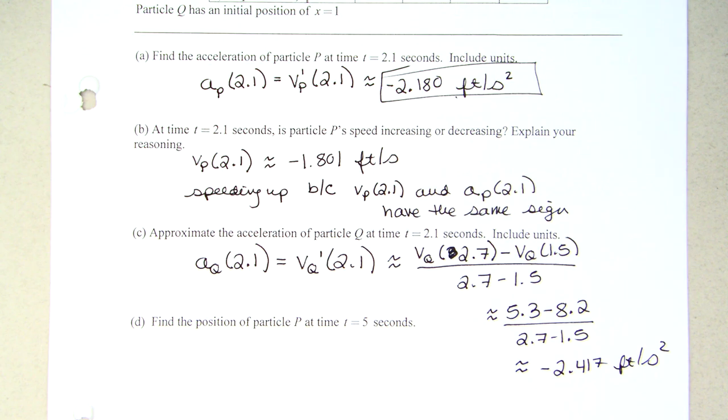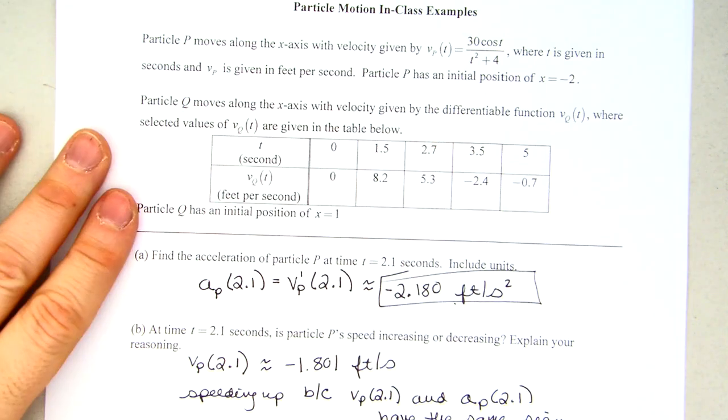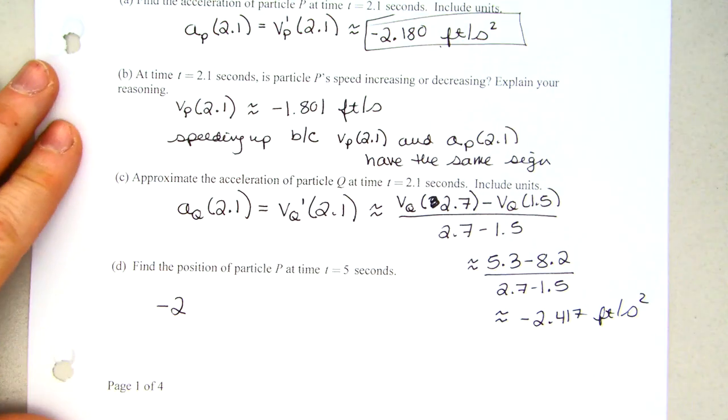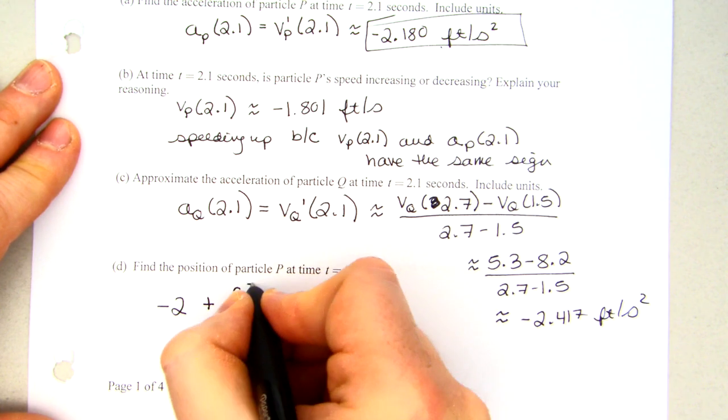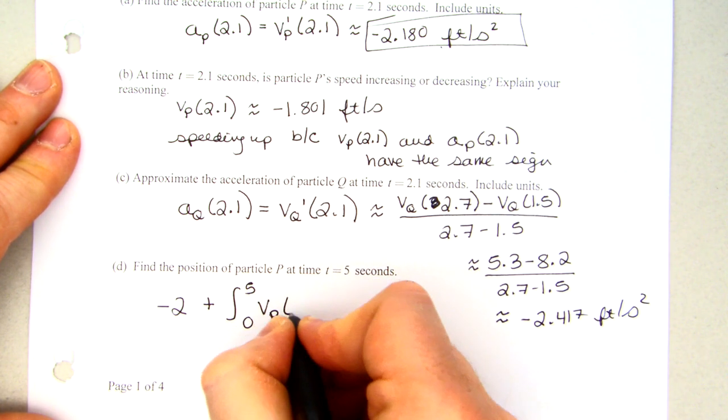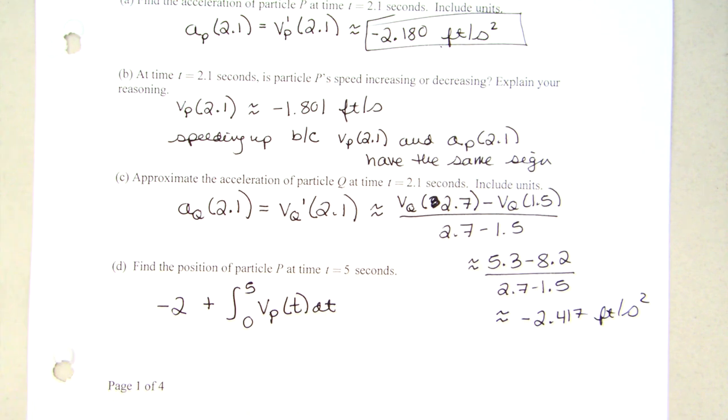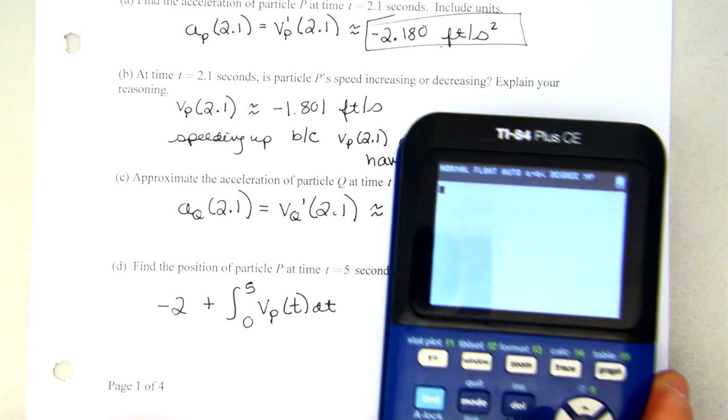Well, to find my position, I'm going to take my initial position and add my displacement, my net change in position. What is my starting position of particle P? How do you know that? Aha. We have to take that from the initial setup for the problem. So I'm going to say negative 2. To that, I'm going to add my displacement. I'm going to add the integral from 0 to 5 of v sub p of t dt. Go do that on the calculator. And of course, because it's an integral, it may take a little while for the calculator to come up with that.